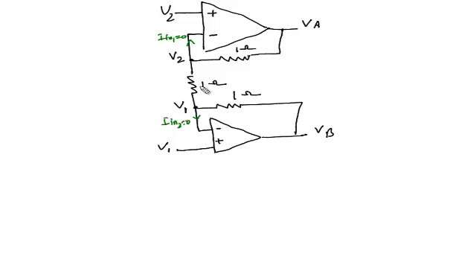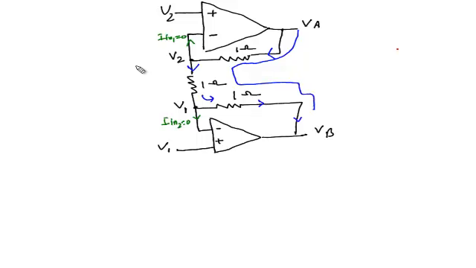If I assume the path of the current, a current is flowing from VA towards V2, and because the input current to the op amp is 0, the current will flow from V2 to V1, again towards this 1 ohm resistor, and continues flowing, because the input current to the second op amp is also 0, so the same current will flow. So there is a current path from VA to VB because the input current to the op amp is 0.